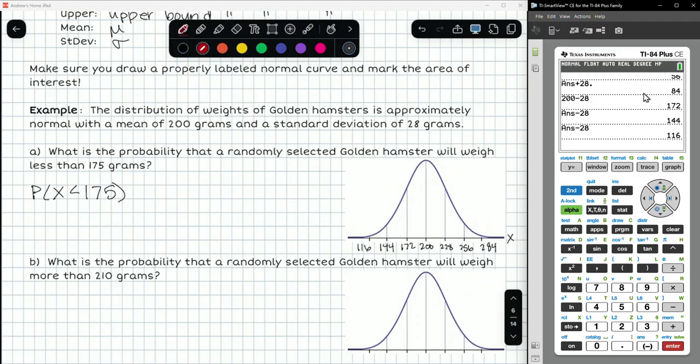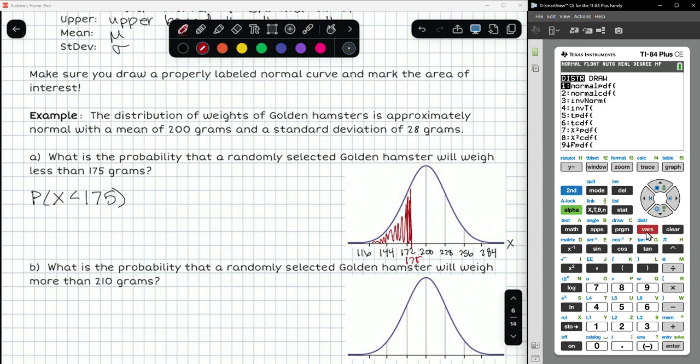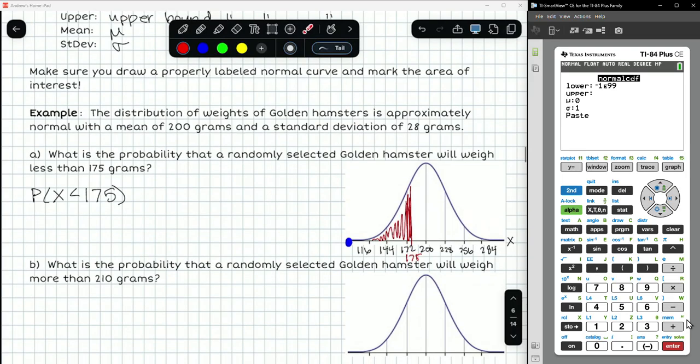I'm going to come in here and mark where I'm sitting. I'm at 175, which is just above that 1 standard deviation marker. And I want less than, which is to the left. So I want this area here. So I'm going to go second vars, normal CDF. And the question is, what is my lower bound? I can see that the upper edge of my shaded area is 175. Where's the lower edge? And the answer is negative infinity.